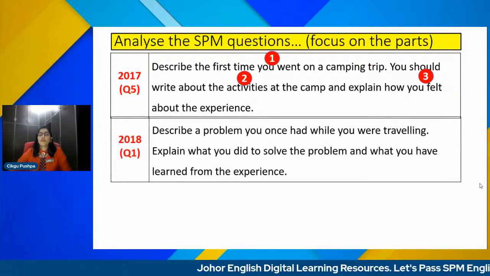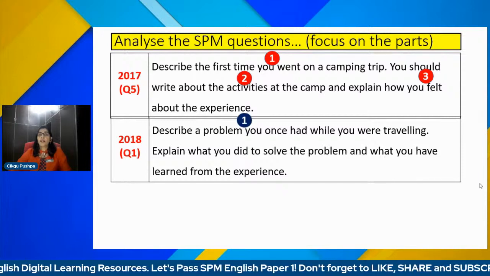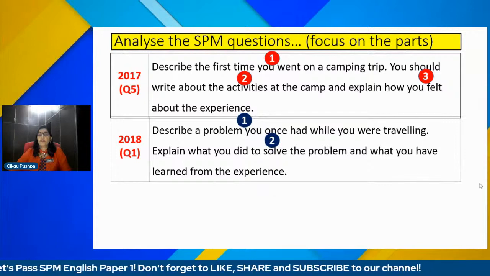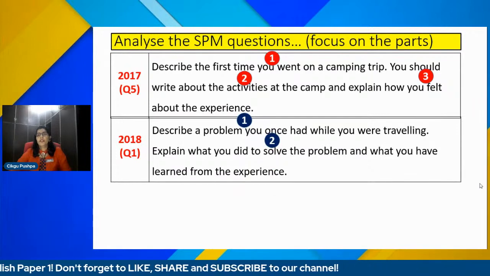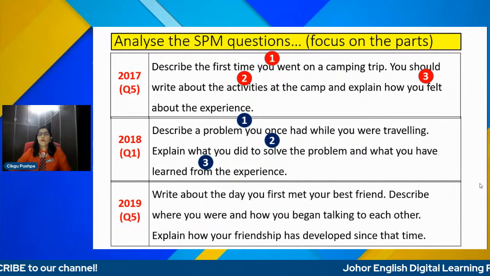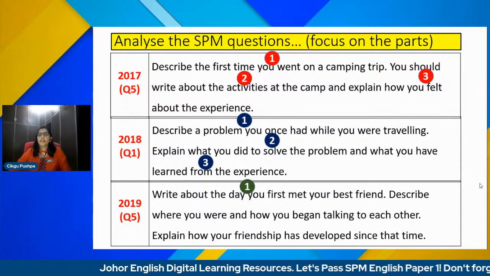Let's move on to 2018. Describe a problem you once had while you were traveling. So this is part 1 of the question. Explain what you did to solve the problem. This is part 2. And what you have learned from the experience. And this is part 3. Now let's move on to 2019. Write about the activity you first met.